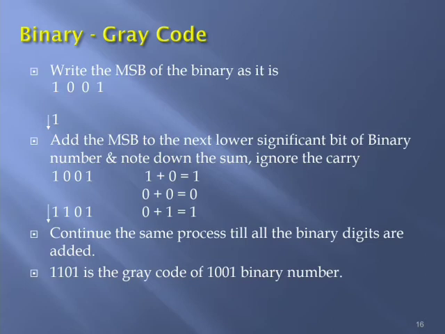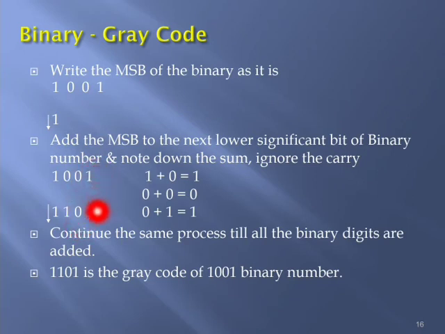I'll repeat once again. Given the binary number 1001, write the MSB of the gray code equal to the MSB of the binary number, that is, this 1 and 1 are the same. In order to get the next bit, you add the MSB with the next lower significant bit, that is 1 plus 0. The result will be 1. Again, to get the next bit of the gray code, you add the next lower significant bits, that is 0 plus 0. So 0 plus 0 gives a sum of 0.